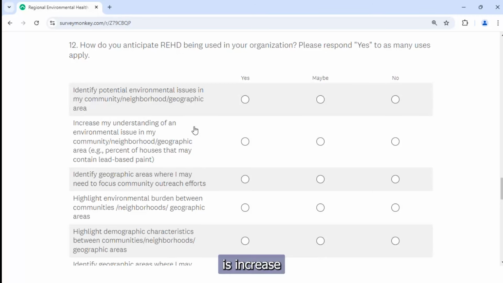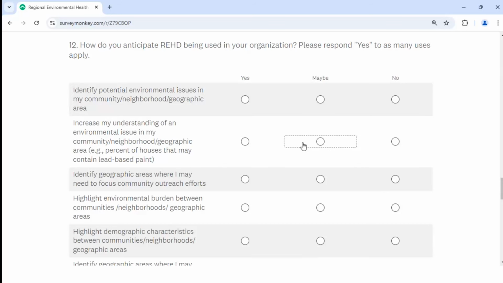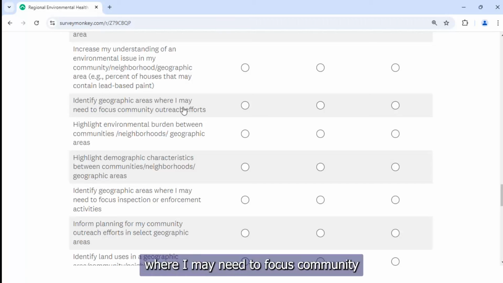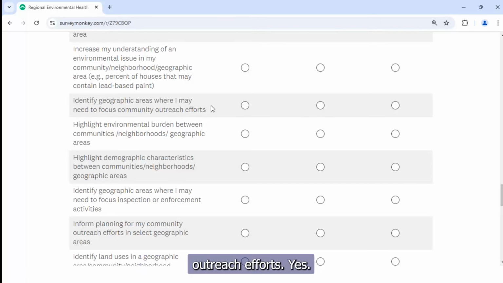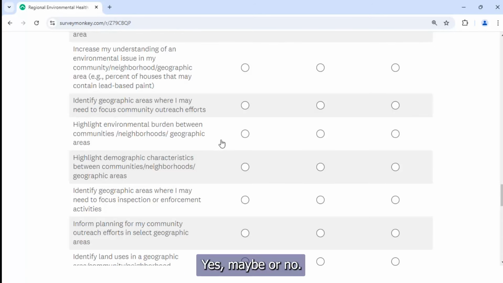And then the next one is increase my understanding of an environmental issue in my community, neighborhood, or geographic area. Yes, maybe, or no. The next is identify geographic areas where I may need to focus community outreach efforts. Yes, maybe, or no. And then we have highlight environmental burden between communities, neighborhoods, and geographic areas. Yes, maybe, or no.